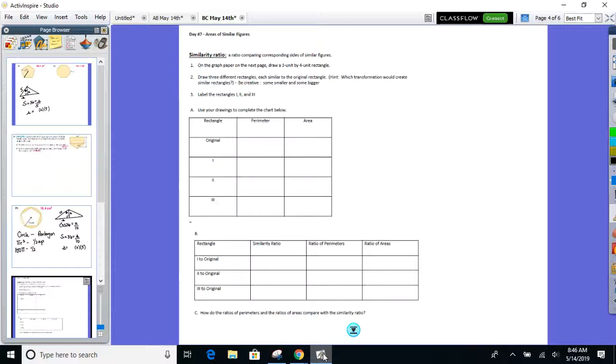So the first thing I need you to do right now, we're going to make rectangles. On your graph paper right now, can you make a 3x4 rectangle for me? Length and width, one's 3, the other's 4. Do a 3x4 rectangle for me. And in your group, by yourself, however you work best, find the perimeter and area of that rectangle for me. Find the perimeter and area of your rectangle.